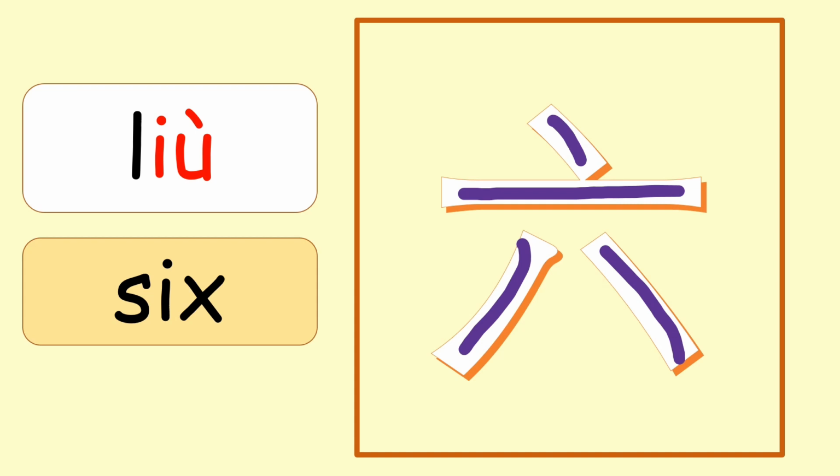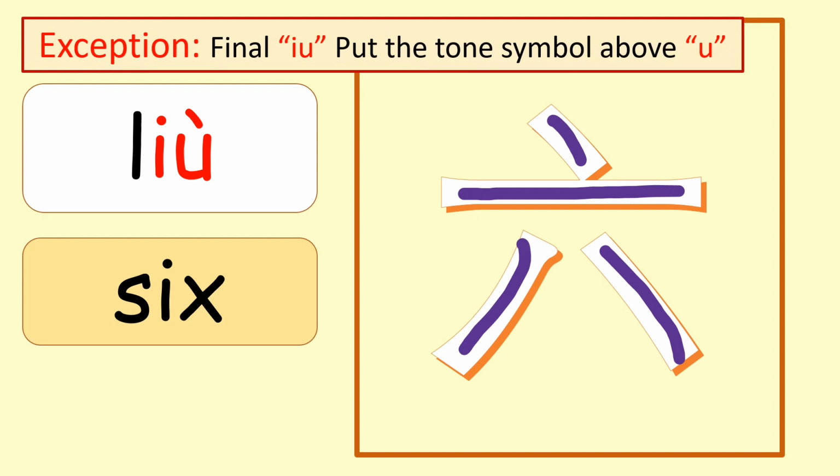Liu. Now let's have a look at the pinyin for this word, liu. How come the tone comes above u, not on i? Which we learned that i comes before u, right? Is it a typing mistake? Definitely not, because there is an exception for only these compound finals or compound vowels, i and u. If you see this final iu, you should put the tone above letter u, like this. Remember, it's an exception to the rule.